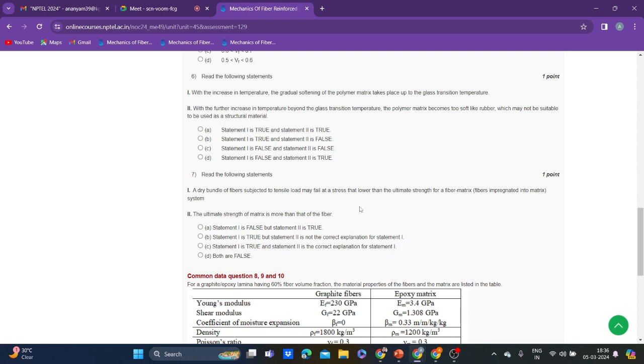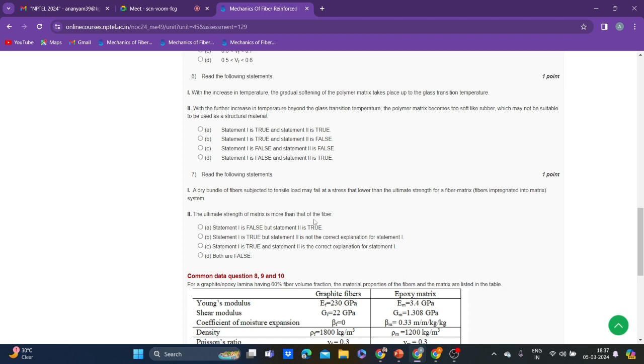So the first one is saying that a dry bundle of fiber subjected to tensile load may fail at a stress that is lower than the ultimate strength of the fiber composite. Obviously, sir has also taught in the class that when you are taking a dry bundle of fibers, that means you are only considering the fibers, not the matrix. The other case is the total fiber matrix composite, and the composite will always have the higher ultimate strength. So a dry bundle subject to tensile load may fail at a stress lower than the ultimate composite strength. First one is true. The second one, that the ultimate strength of the matrix is more than the fiber, is false.